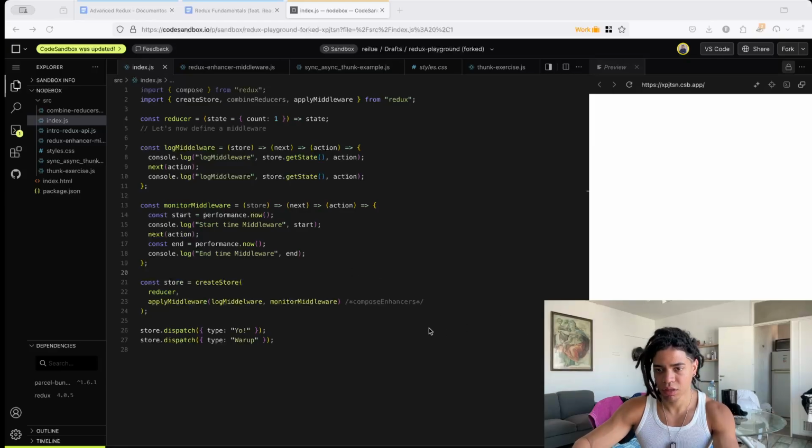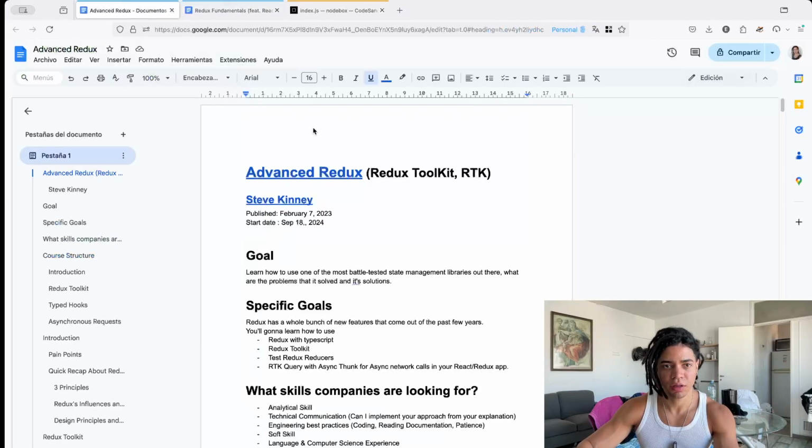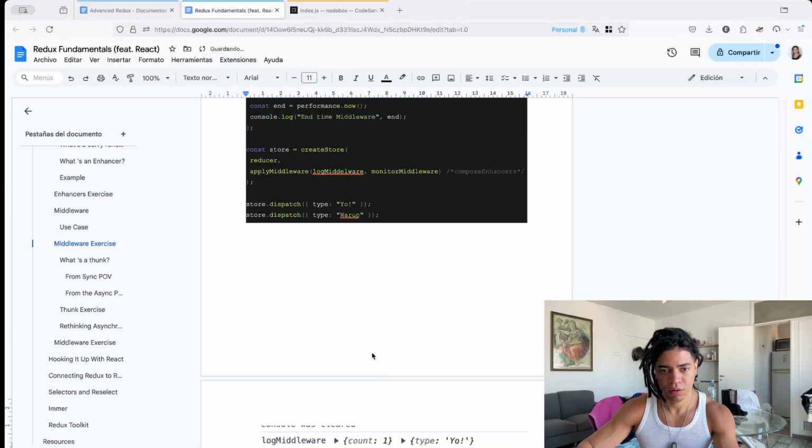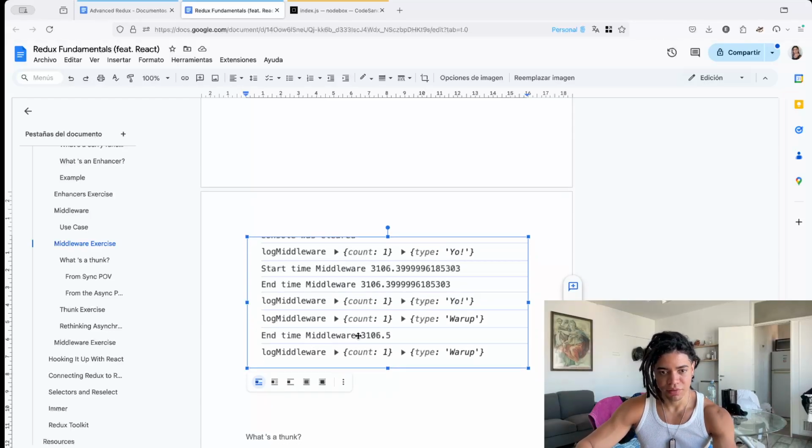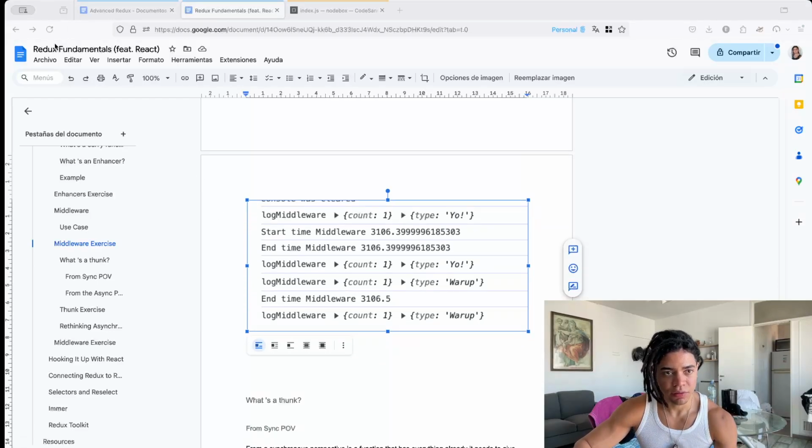So yeah, this is it. And there you got it, right? As you can see, you can interpret the output of this. When you have this log middleware here, and then start time and end time, and then you have the end time, which is quite interesting, that it does this in this particular way.